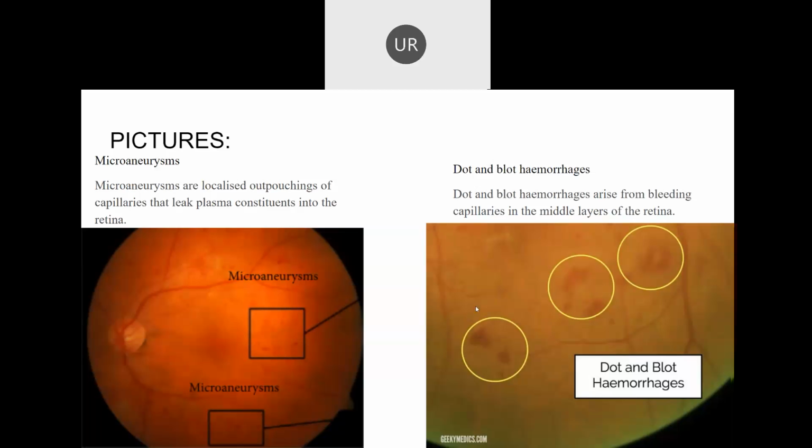And the next would be the dot and blotch hemorrhages, which is the second subtype of non-proliferative diabetic retinopathy. They would have more microaneurysms and other features, but not as severe as the presentation in severe non-proliferative diabetic retinopathy. Dot and blotch hemorrhages arise from bleeding capillaries in the middle layer of the retina. So this is an example of it. Next, please.